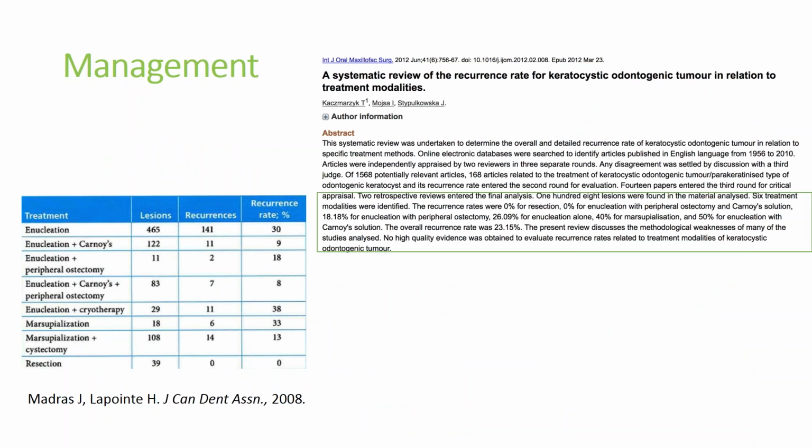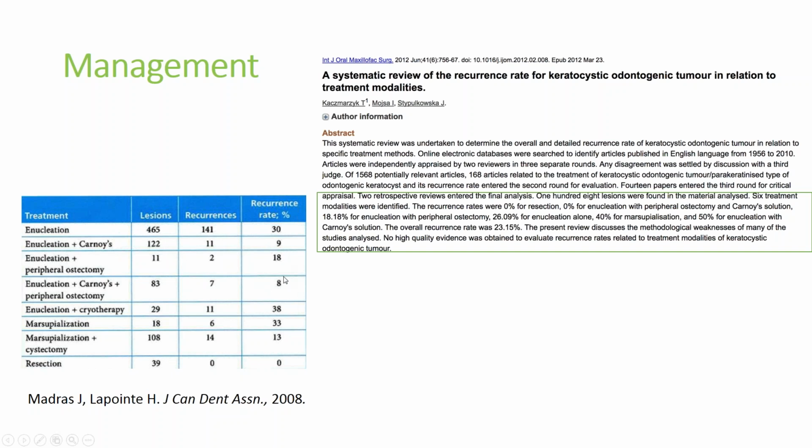Okay, so just a couple of slides before we finish this showcase. One is the 2008 paper from the Canadian Journal, which showed that if you scoop this out, take a bur and rub it, and add some Carnoy's as well, then you get reduced recurrence with the non-resection method.